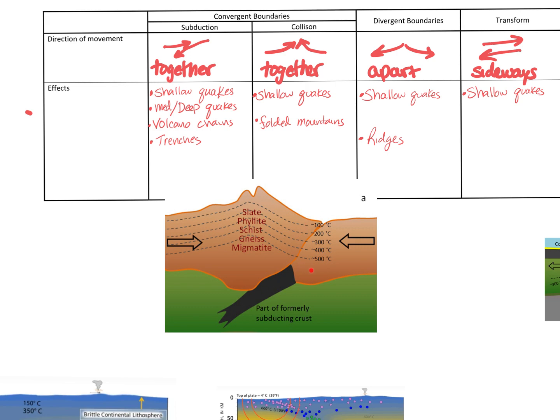And if you look at the temperatures where the collision happens and we get that folded up shape of the mountains, we see the temperature remains pretty cool by comparison. The ductile zone is really just up here. And so we have shallow earthquakes, but we don't have any deep ones. And because neither plate can slide underneath the other one, we get some folding up or crumpling up of the crust, and we get those folded mountains.